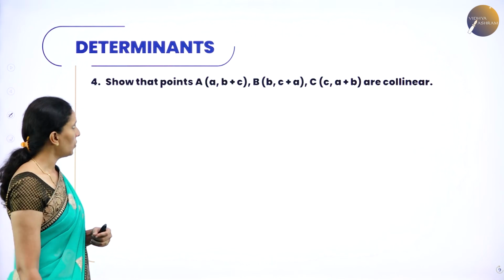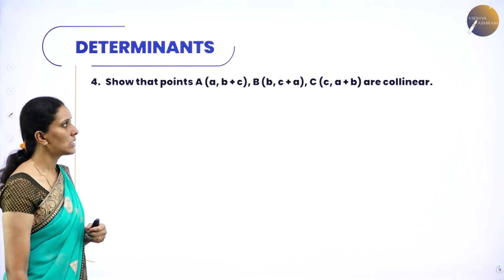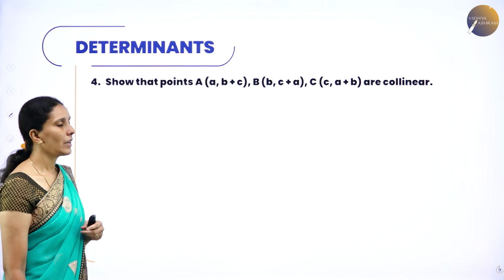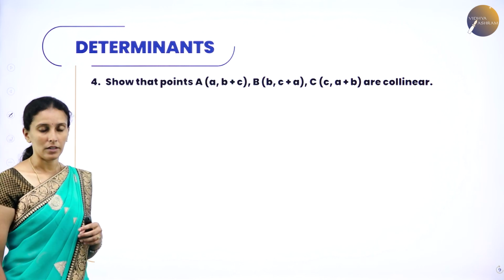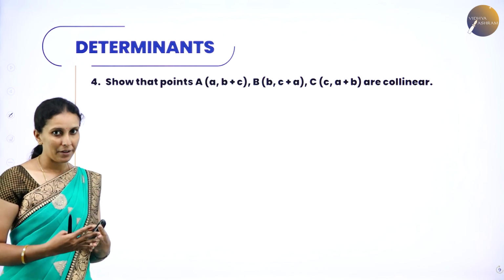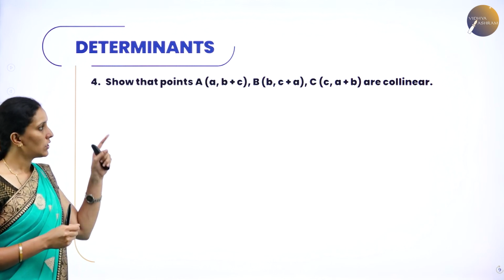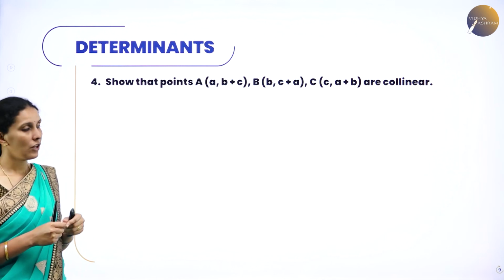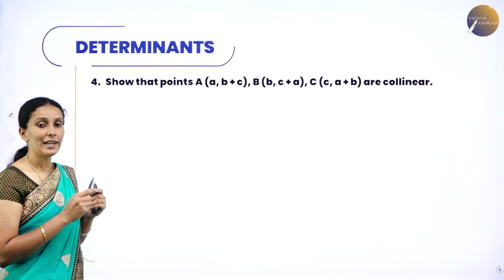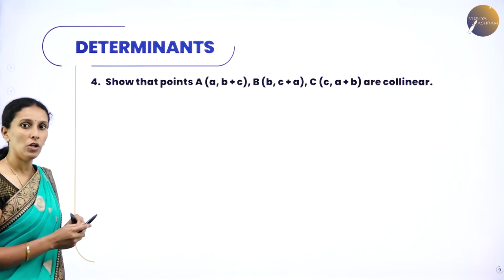Next one: show that the points (a, b+c), (b, c+a), (c, a+b) are collinear. So, how to show that 3 points are collinear? Whenever you get the area of a triangle as 0, that means the 3 points are collinear. So, let us find the area of the triangle for these points. Let me show that delta is equal to 0. If delta is equal to 0, then the points are collinear.